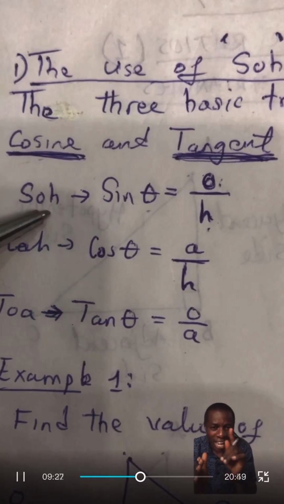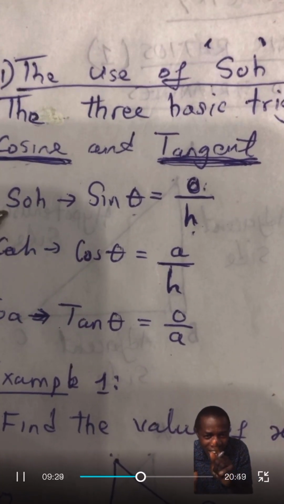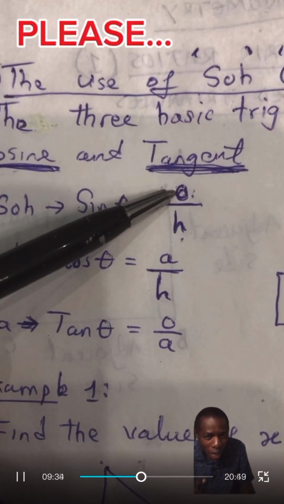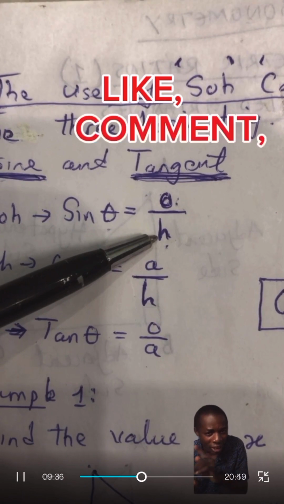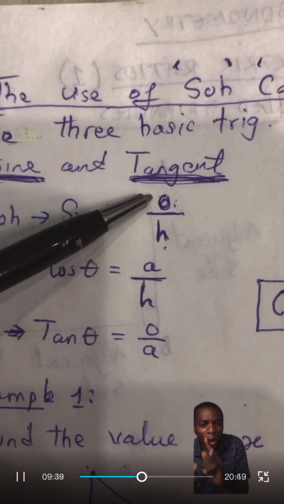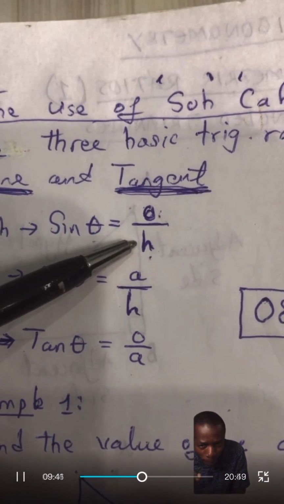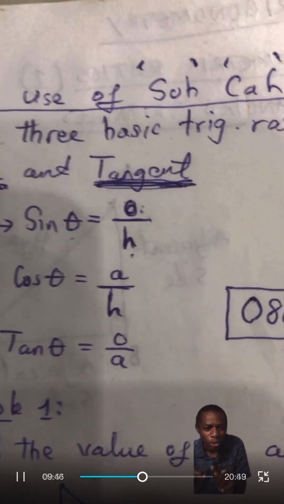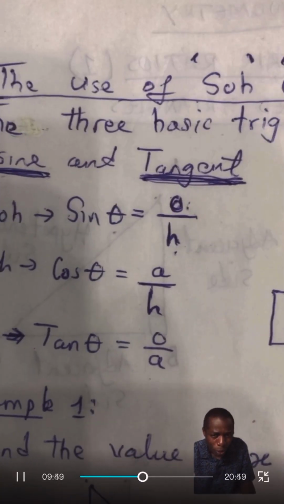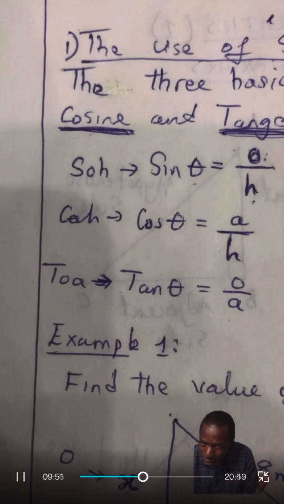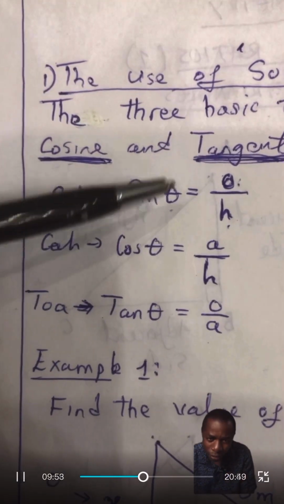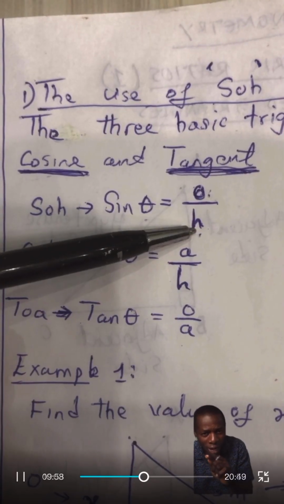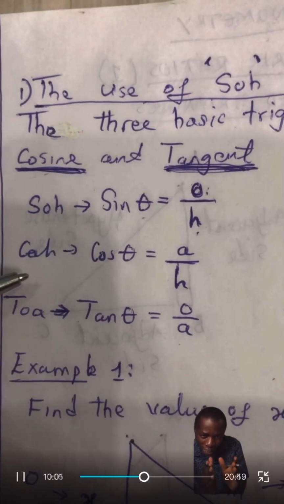Now, SOH: that S is sine of angle, which is equal to O, that O is opposite, then H, hypotenuse. So it must be opposite over hypotenuse. That talks about the arrangement. If you mistakenly write it in this form, hypotenuse over opposite, hello, you are looking for something else. If you are looking for sine of angle, it has to be opposite over hypotenuse. That is so. It's an arrangement.